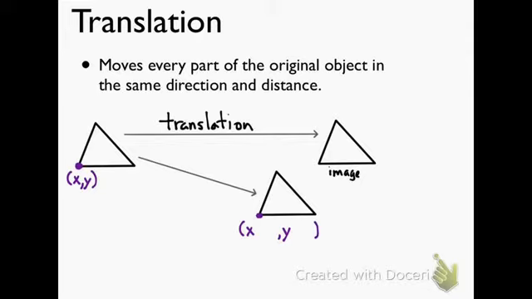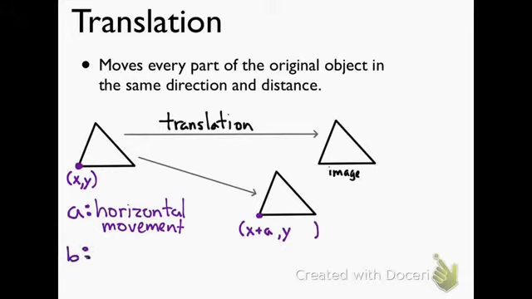So let's say the amount it moves left or right is a. And so a is going to be horizontal movement. And then b is going to be vertical movement, or the y direction. We could then represent this new point by saying x plus a, y plus b, and that's going to be where the new point is, whatever those values are.